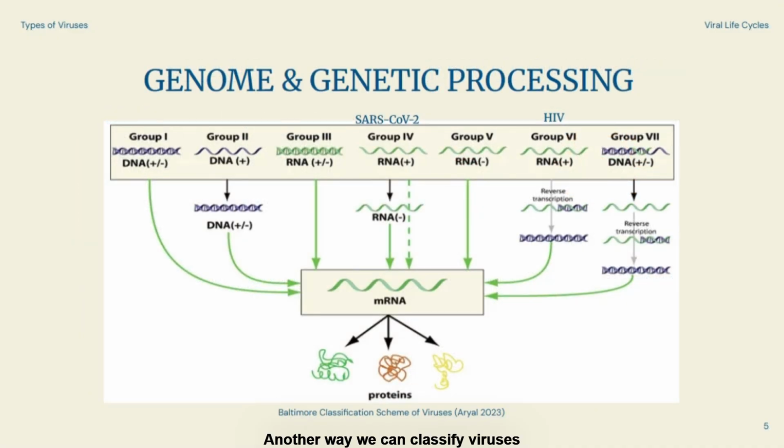Another way we can classify viruses is by the content of their genome and how that genome is processed in the host cell. This diagram shows the Baltimore classification system, which is a useful tool for comparing how and why viruses replicate in specific ways in their host cell. In this system, viruses are divided into 7 groups, each based on the type of genome and how that genome is processed into mRNA that can be translated by host machinery.